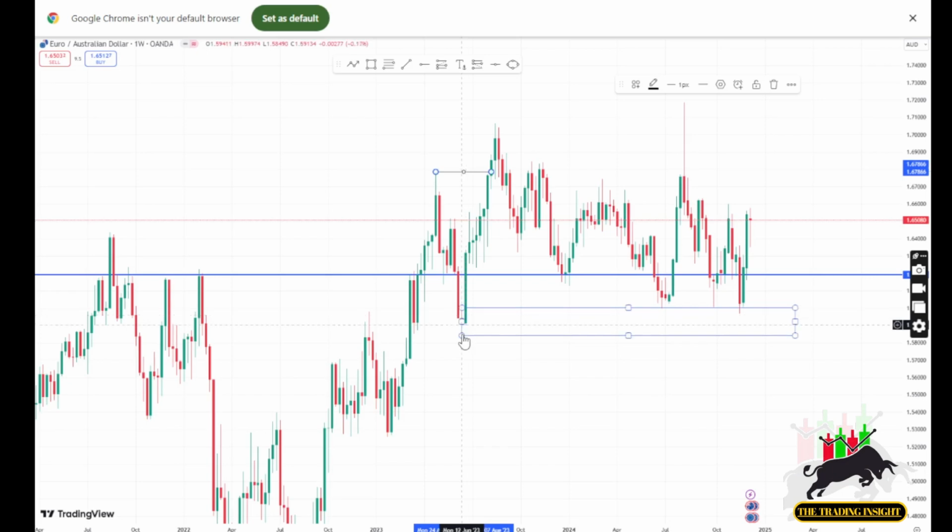Look at what happened after it broke structure. Price tried to come down, tried, and it could not. And finally, it came down and filled that order block here. It touched the order block, and it's buying back upward again. So that's an order block.